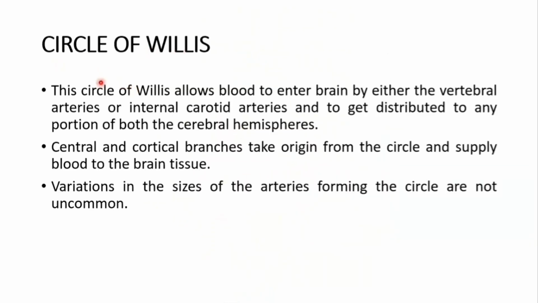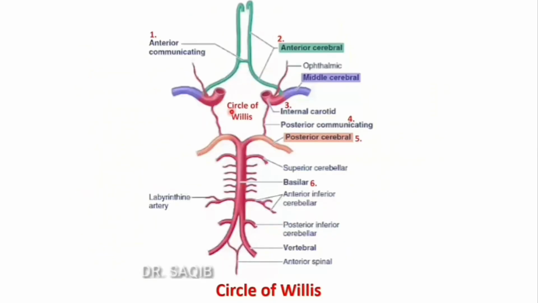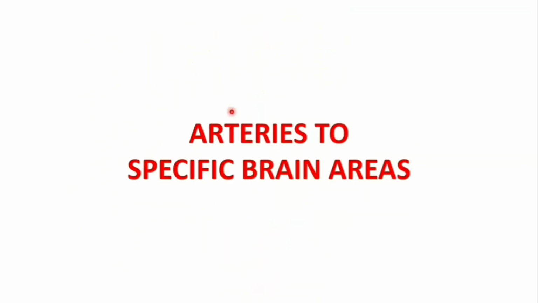Circle of Willis allows blood to enter the brain by either the vertebral arteries or internal carotid arteries and to get distributed to any portion of both cerebral hemispheres. Central and cortical branches take origin from the circle and supply blood to the brain tissue. Variations in the sizes of the arteries forming the circle are not uncommon. So this is the circle of Willis. You can see this. I showed you the formation already and discussed in detail. So now the arteries of specific brain areas, this is the last topic.